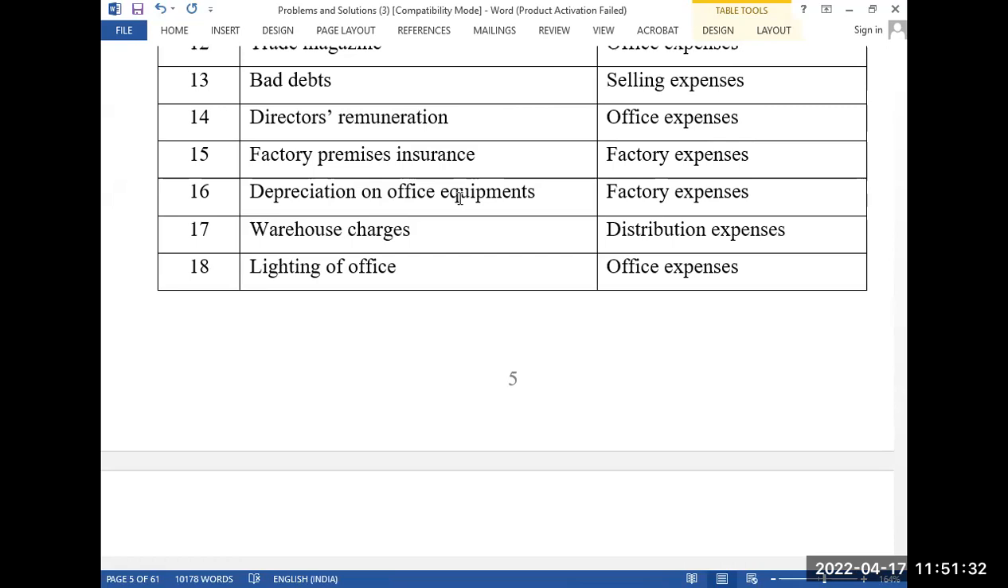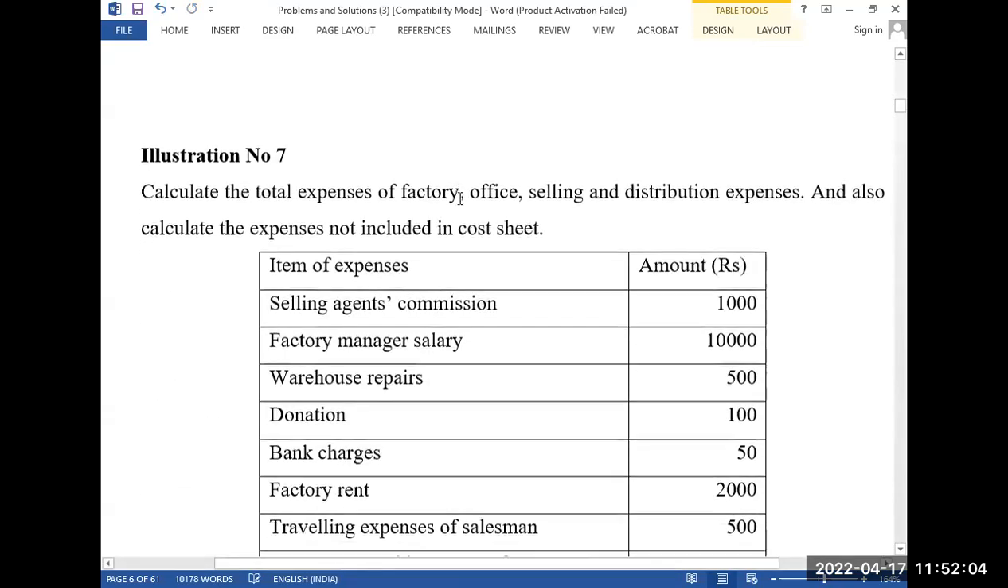In case we are using a third party vendor to dispose of the scrap, you are getting 10,000 rupees in sales. For disposing of that, you are giving them 1,000 rupees. So the net effect is 9,000. So scrap will come as 9,000. That's it. Okay, so this is the example for different overheads.